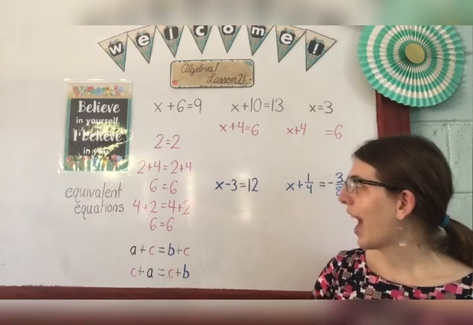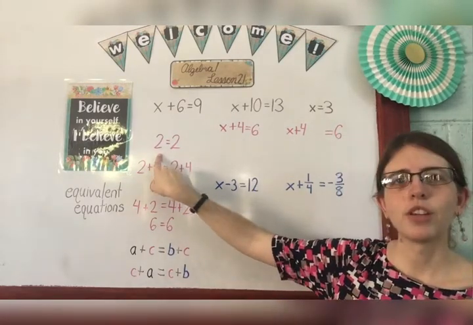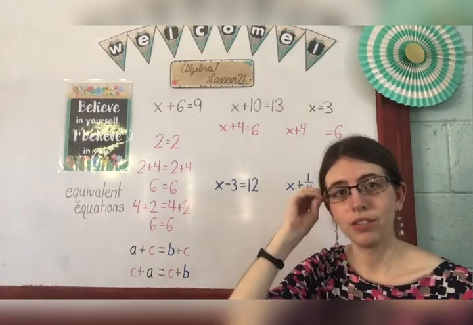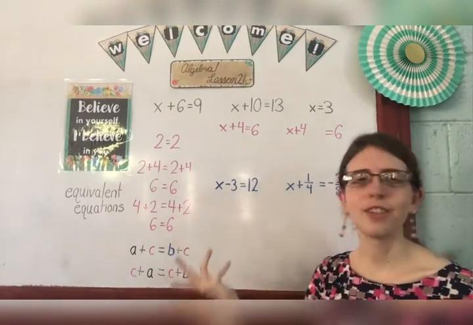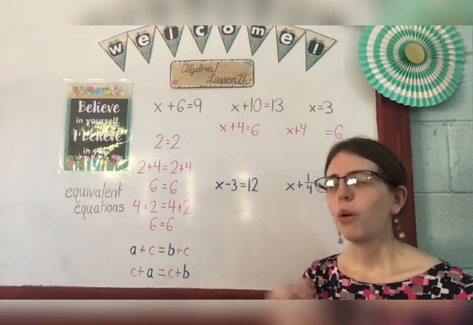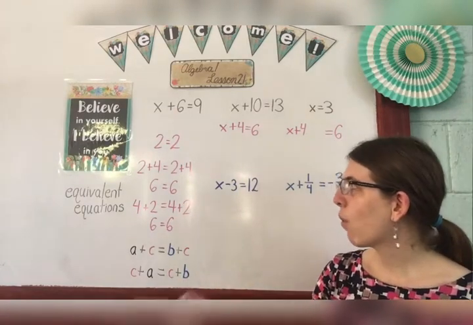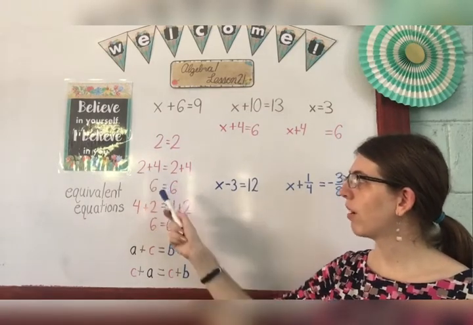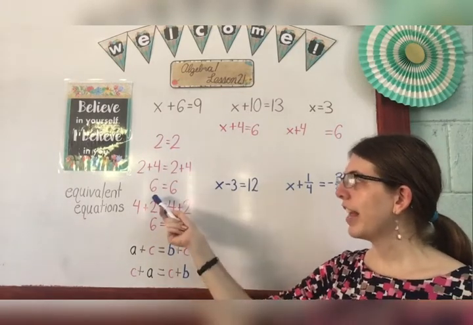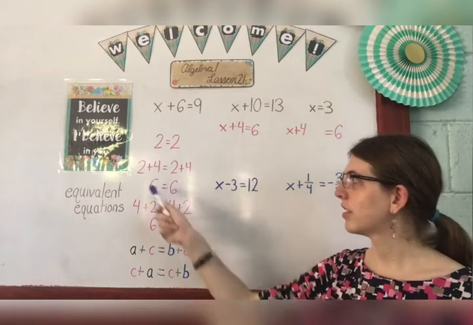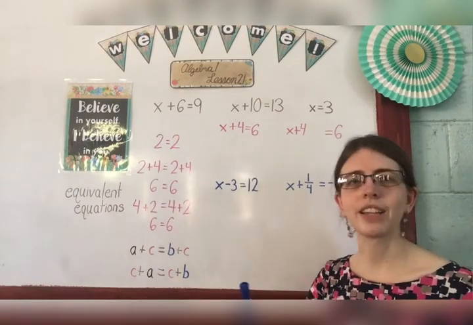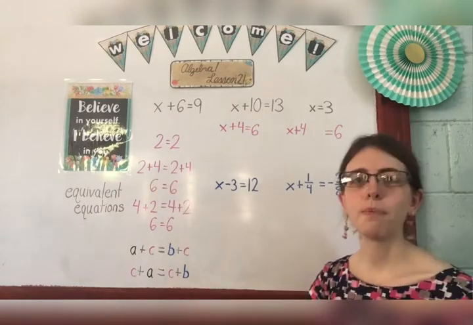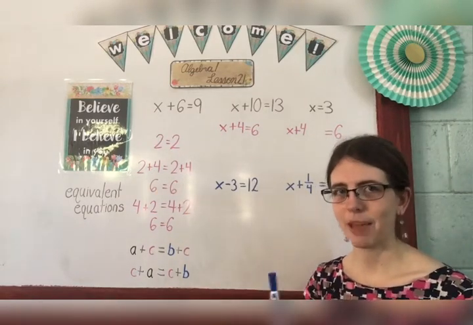Now I want you to look at this true statement right here. 2 equals 2. That's true, right? We know that 2 is 2. It doesn't somehow change when it got to the other side of the equal sign. Well, let's say now I add 4 to both sides of my 2. 2 plus 4 equals 2 plus 4. Then I get the true statement, 6 equals 6, because 2 plus 4 is 6, 2 plus 4 is 6. So I didn't change anything when I added a number to both sides. I kept it the same.